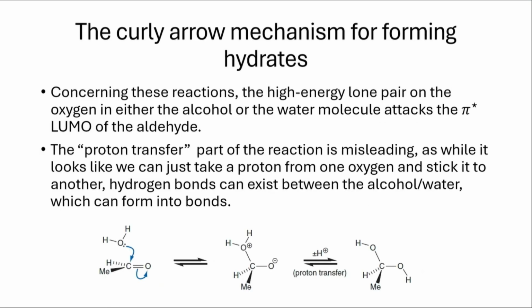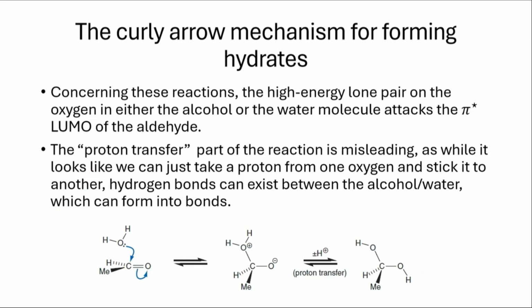So here's the curly arrow mechanism that we can use instead of a bunch of MO theory for forming hydrates. But we still get MO theory. With these reactions, the high energy lone pair of the oxygen in either the alcohol or water molecule attacks the pi antibonding LUMO of the aldehyde. So you can see it attacks that, and we have a positively charged oxygen here and a negatively charged oxygen. So it's forming a hydrate. And we have this proton transfer step. This seems like we can just take one hydrogen from this oxygen and stick it on this other oxygen, right?